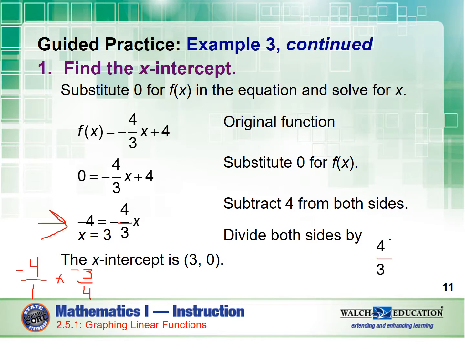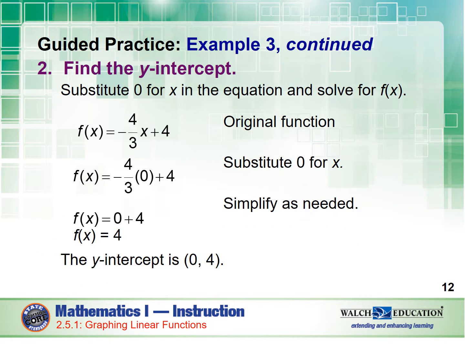Now, we notice we can do one of two things. We can say negative 4 times negative 3 is 12 over 4. 12 over 4 simplifies to the number 3. You could have also cross-canceled first. So 4 and 4 cancel. That leaves negative 1 times negative 3, which would be 3. So either way, you get the same x-intercept answer of 3.